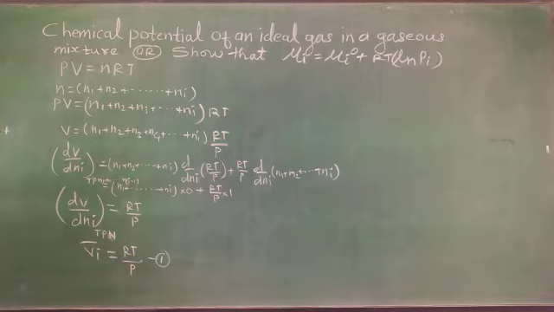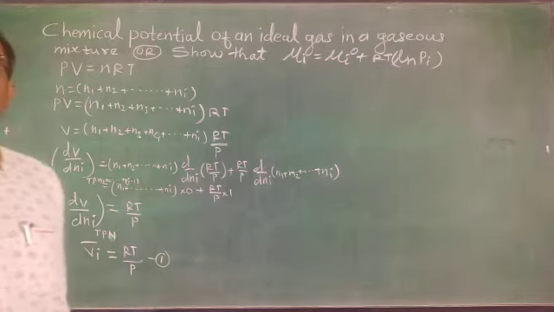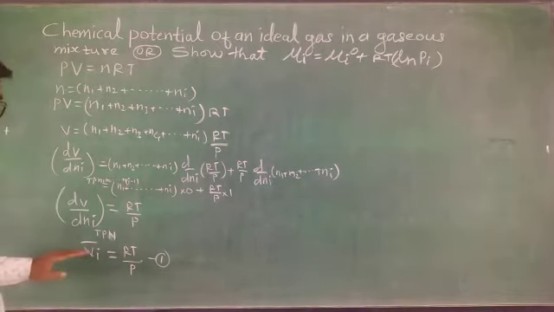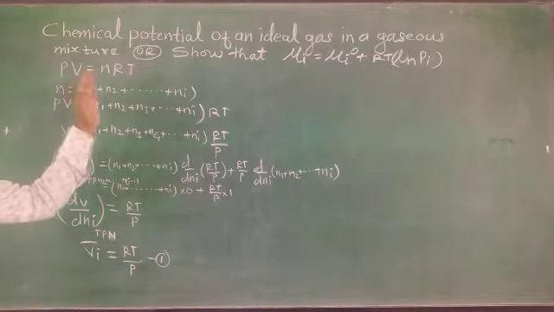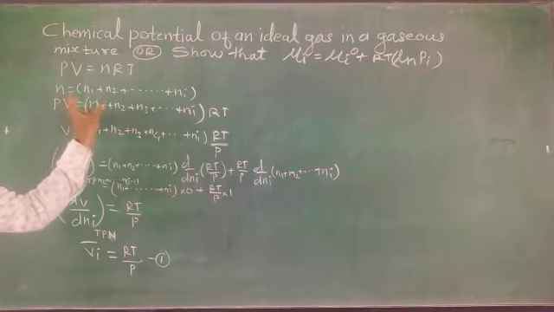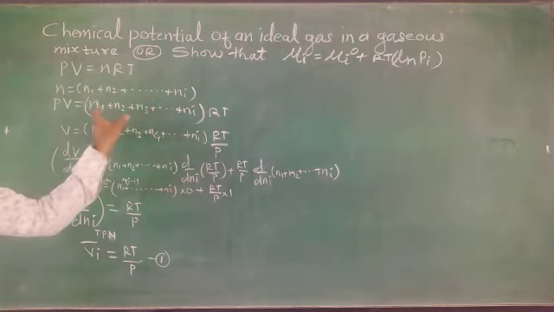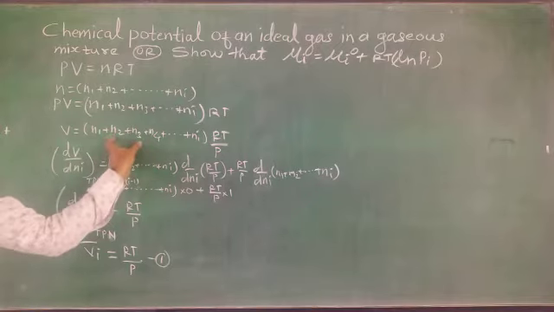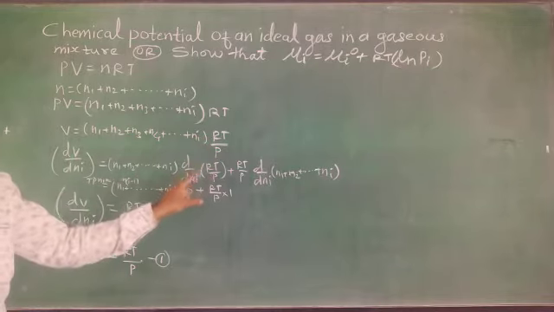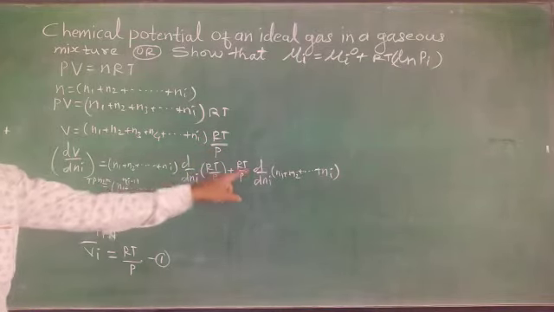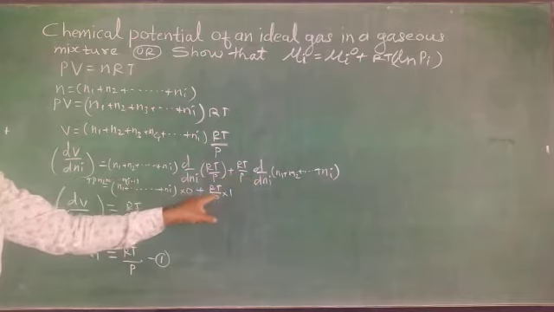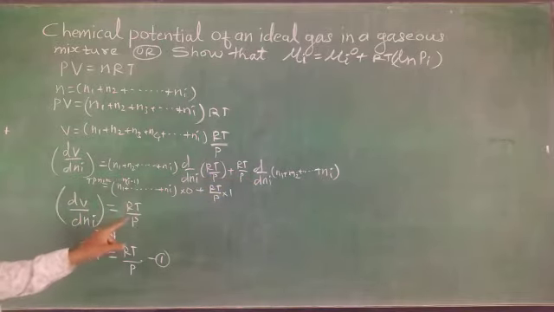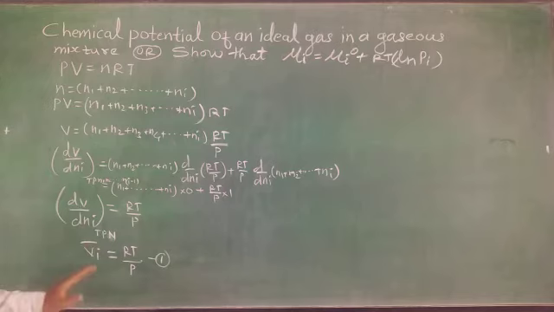This is equation 1. Did you understand this? How is Vi bar equal to RT/P? Because PV = nRT. If constituents are there, n equals the sum. Put this in and differentiate with respect to ni. Then first function times derivative of second with respect to ni, second function times derivative of first with respect to ni; it becomes 1, that's why dV/dni = RT/P. Okay, now it becomes Vi bar.